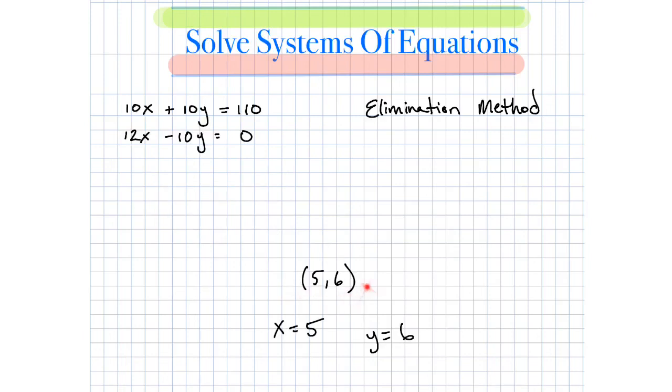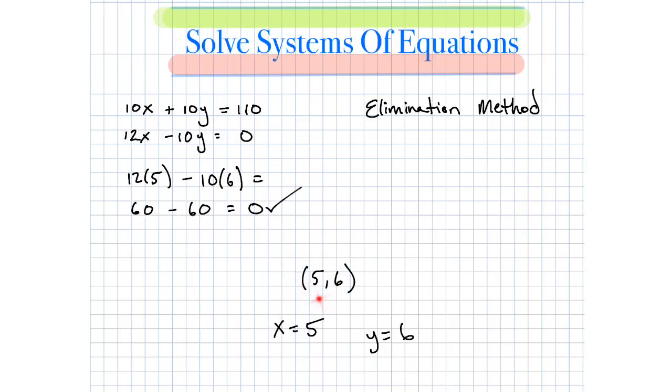Here's our solution written out. We're going to plug these numbers back into one of these equations and see what we get as a result. Let's use equation number 2, the 12x minus 10y equals 0. So we plug in 5 for x, which means we have 12 times 5 minus 10 times y, which we know is 6. What does that equal? 12 times 5 is 60, and 10 times 6 is 60. 60 minus 60 equals 0. That's exactly the same as we have here, so we know that equation checks out.